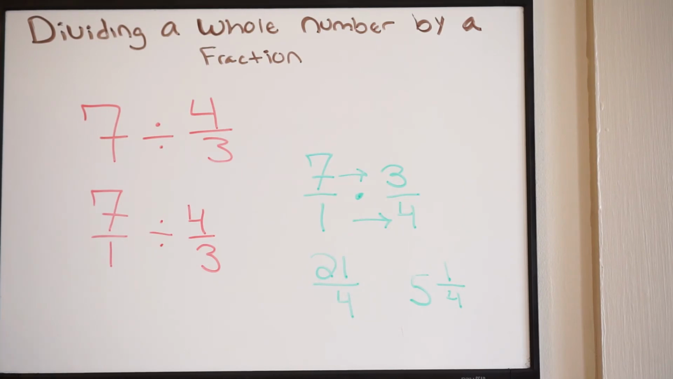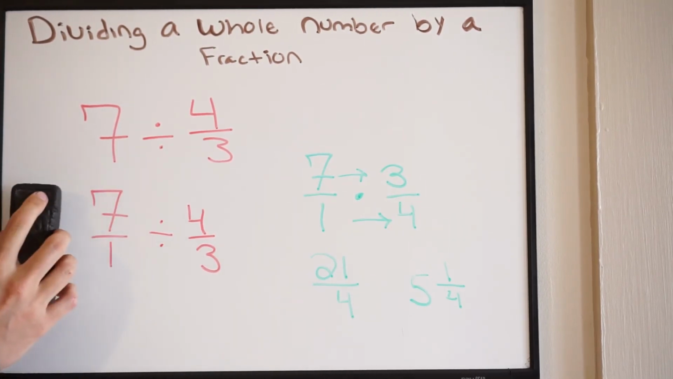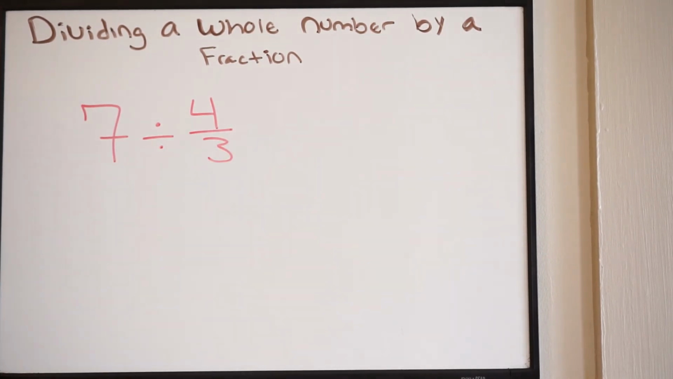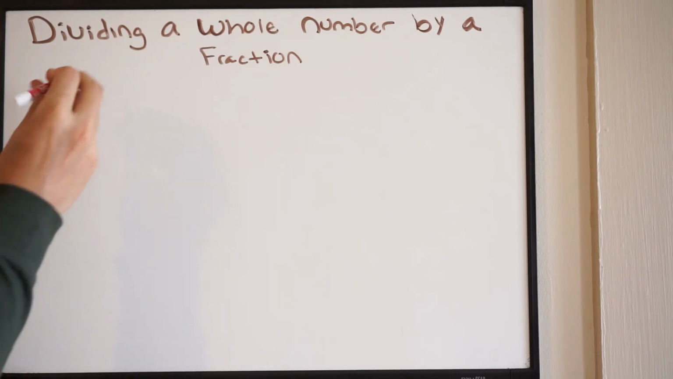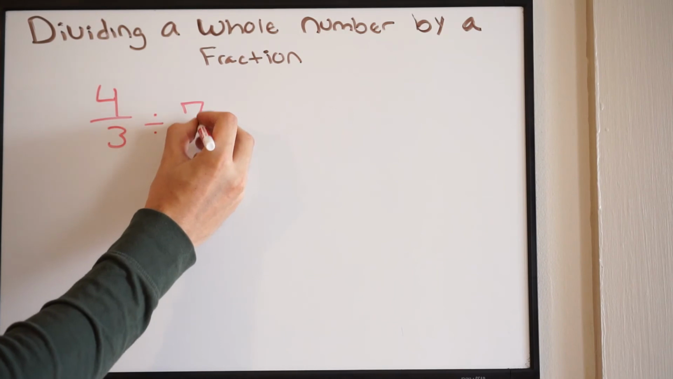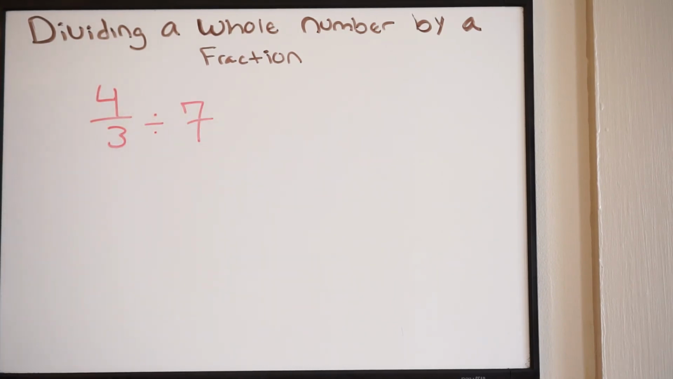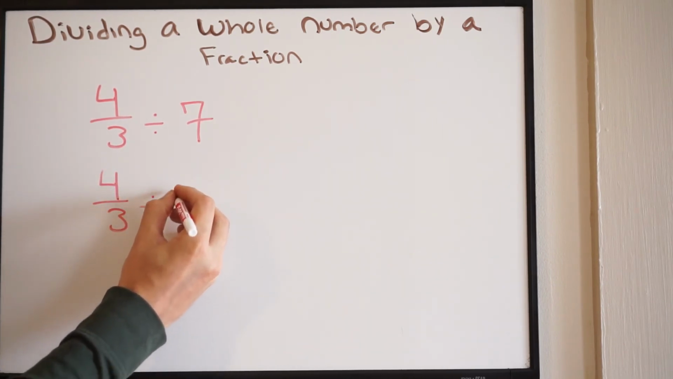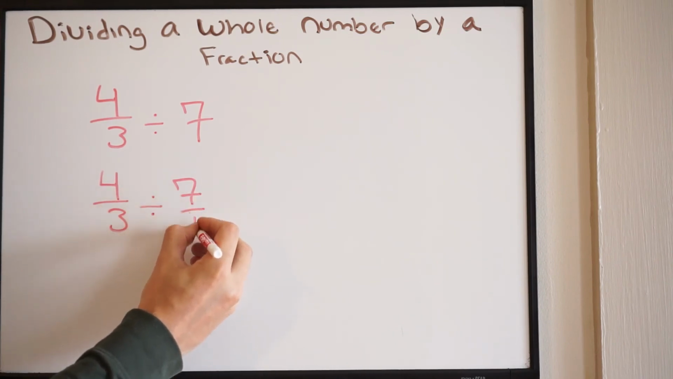Okay, now let's take a look at this problem if it was in reverse. All right, so let's go ahead and erase this. So instead of having 7 divided by 4 over 3, what if we had 4 over 3 divided by 7? Well, you're going to go through the same process. First step, write both of your values as a fraction. So we'll have 4 over 3 divided by 7 all over 1.